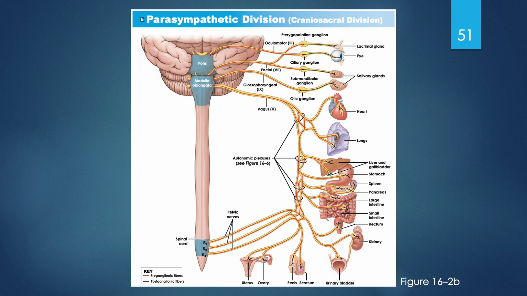So as you can see here, we have preganglionic fibers in red, and these are going to run very, very long all the way from the spinal cord out towards their final site, and when they synapse on the postganglionic fibers, those are very close to the target organs. So the preganglionic fibers in the parasympathetic division are super long, and the postganglionic fibers here are short, just like the way it was when we discussed the adrenal medulla in the sympathetic division.